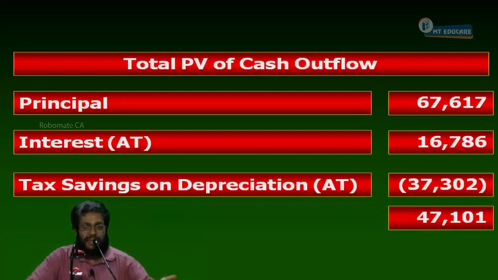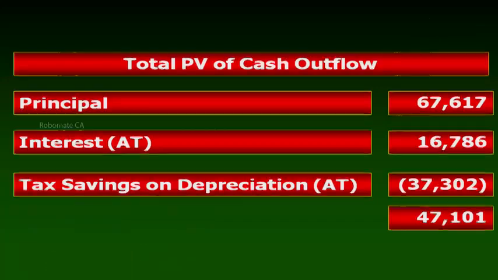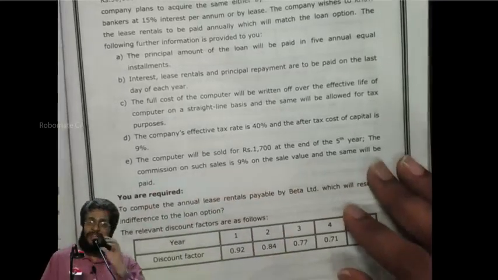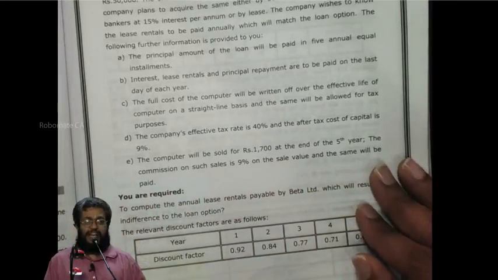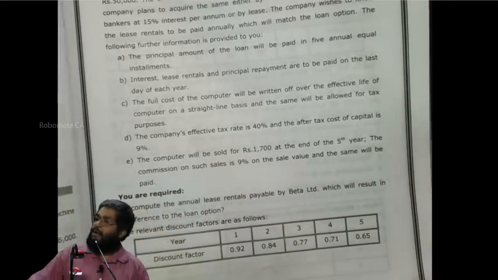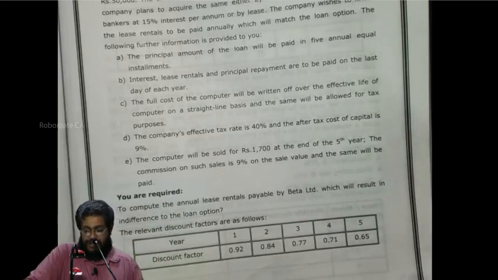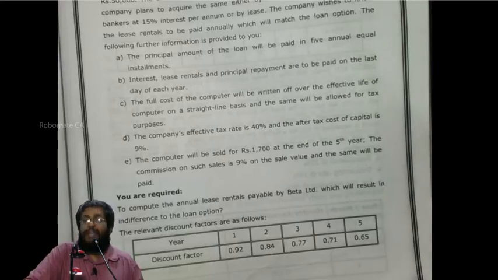Interest, lease rentals and principal repayment are to be paid on the last day of each year. That is, the cash flow arises at the end, not annuity immediate. Full cost of the computer will be written off over the effective life on straight line basis, and the same will be allowed for tax purposes. The company's effective tax rate is 40% and after tax cost of capital is 9%. What should be the discount rate to be used? 9%. When the question gives you after tax cost of capital, use it for discounting. The computer will be sold for 1,700 rupees at the end of the 5th year. The commission on such sales will be 9% on sales value and the same will be paid.